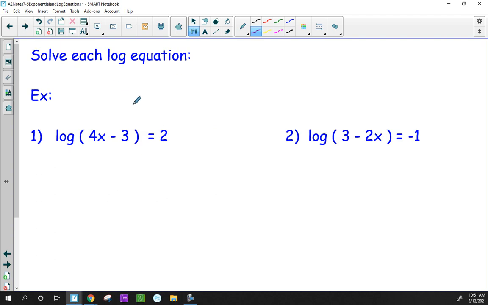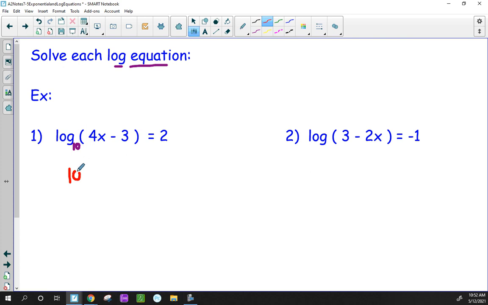Alright, now let's switch and go in the reverse order. This time let's solve each log equation on this screen. Example 1, we see log base 10, remember if you don't see a subscript it's a 10, of the quantity 4x minus 3 is equal to 2. To solve a log equation, you have to do the inverse of log, which is an exponent. So you're going to have to transform this equation into an exponential problem.